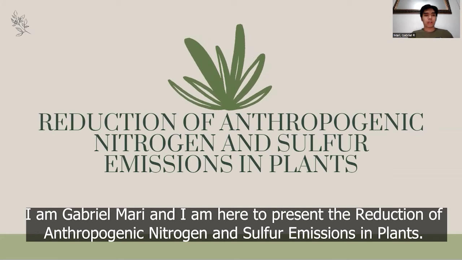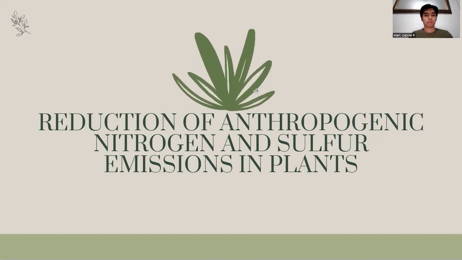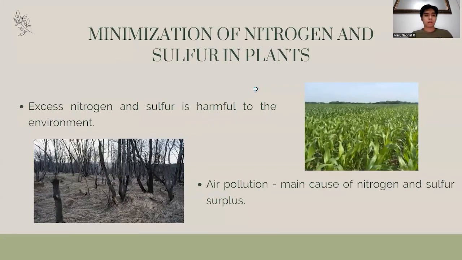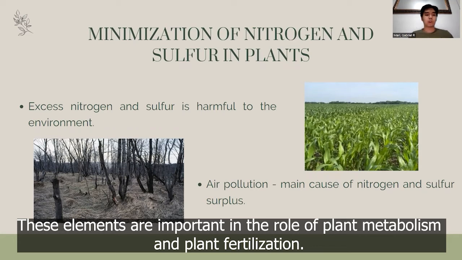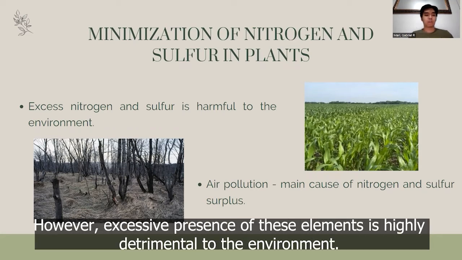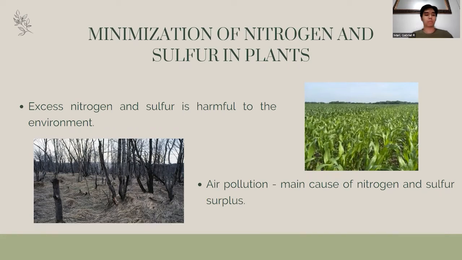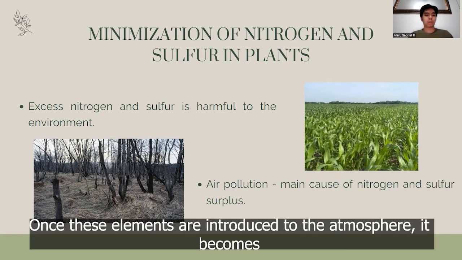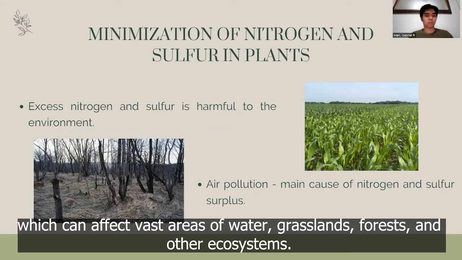I am Gabriel Mari, and I am here to present the reduction of anthropogenic nitrogen and sulfur emissions in plants. So, the presence of nitrogen and sulfur in plants is significant for their survival. These elements are important in the role of plant metabolism and plant fertilization. However, excessive presence of these elements is highly detrimental to the environment. As said by my other group mates, most of the anthropogenic sources of nitrogen and sulfur come from the air pollution produced for human consumption. Once these elements are introduced to the atmosphere, they become acidifying pollutants that are the leading cause of acid rain, which can affect vast areas of water, grasslands, forests, and other ecosystems.